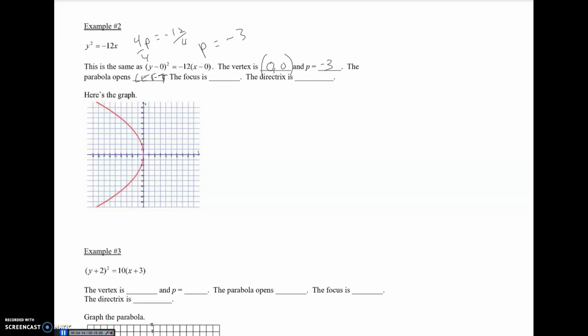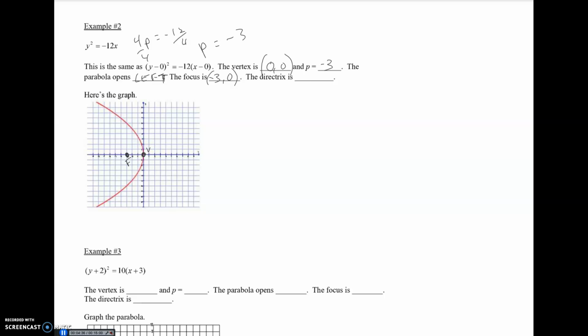Well, the focus, remember, we're going to go the absolute value of p, so 3 units. Because p is -3, we see that the focus is going to be over here. The focus is on the inside of this parabola, 1, 2, 3 p units away from the vertex. I'll put a v for vertex, and there's the focus. I'll put an f there. So the focus is -3, 0.